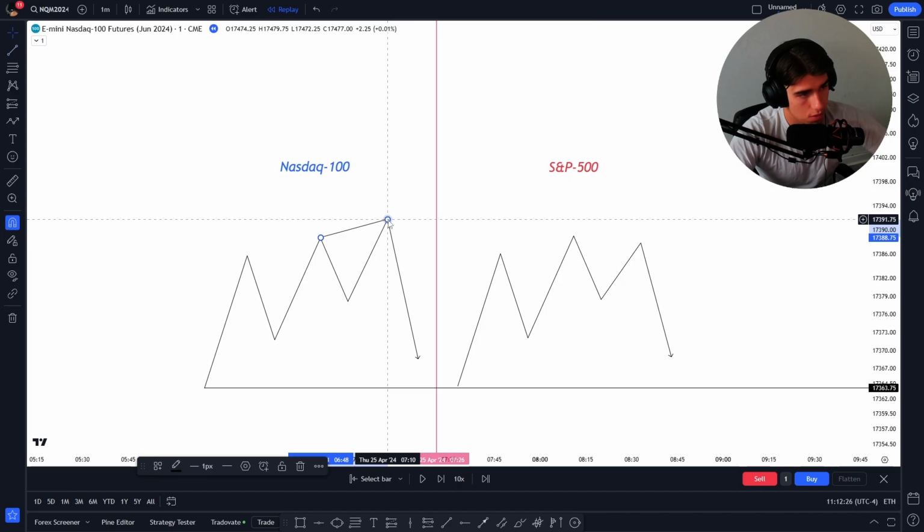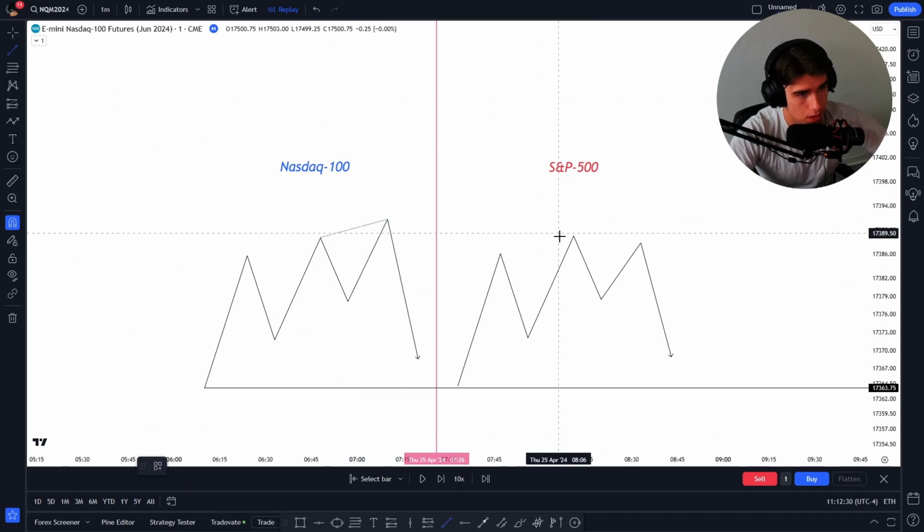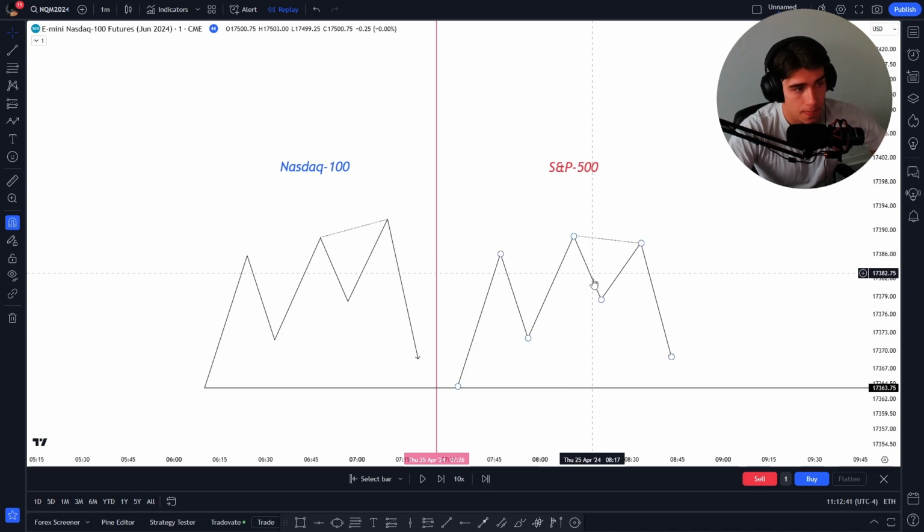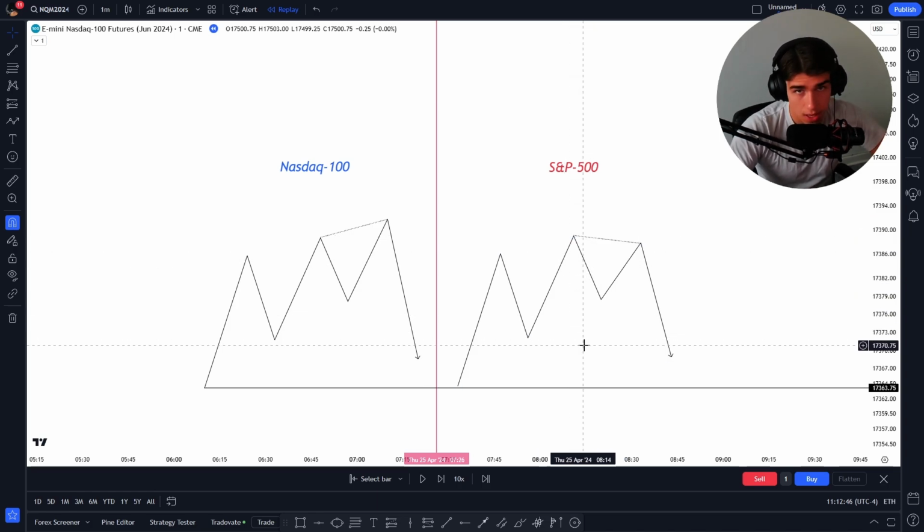So right here we have an SMT divergence between the NASDAQ and the S&P 500, simply because they are correlated pairs. They should ideally move completely correlated. And when the NASDAQ takes out the high, and the S&P 500 fails to take out the high, that is an SMT. Well, is that not just any regular liquidity sweep? No, it is not, okay?